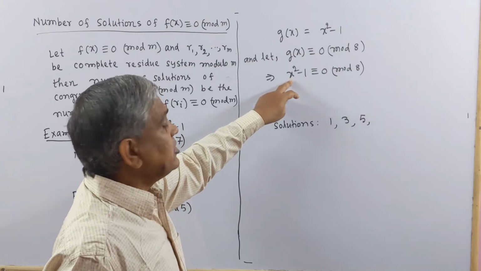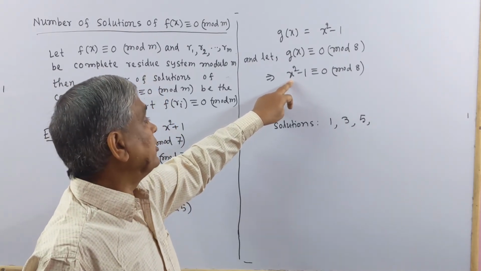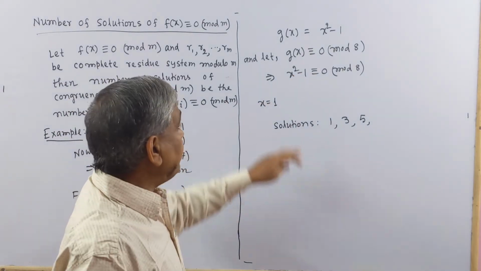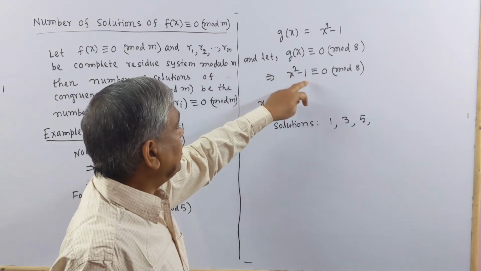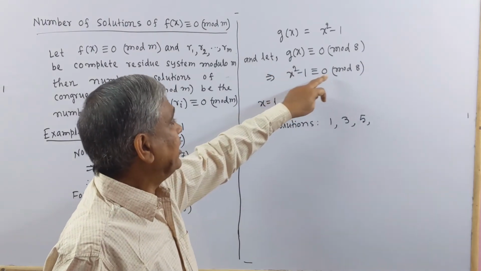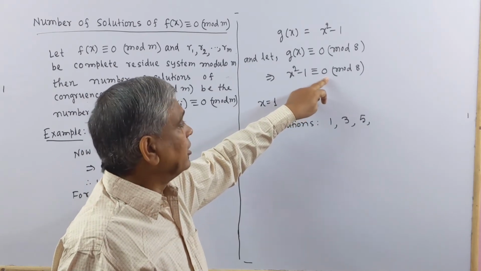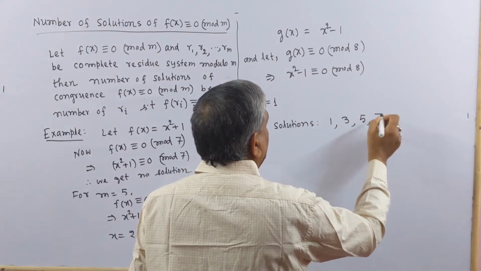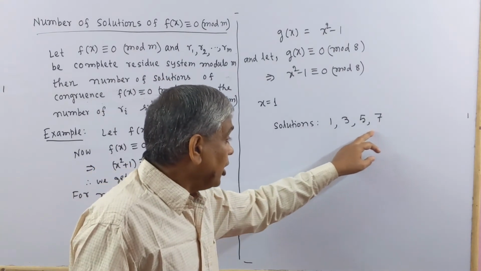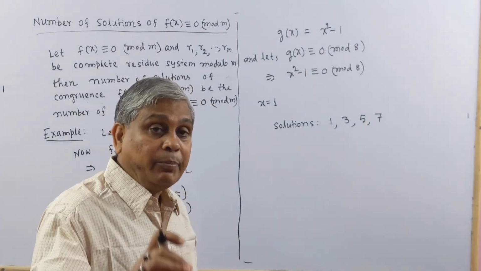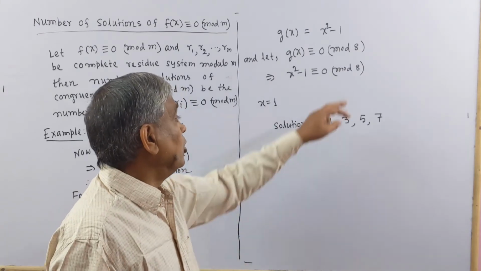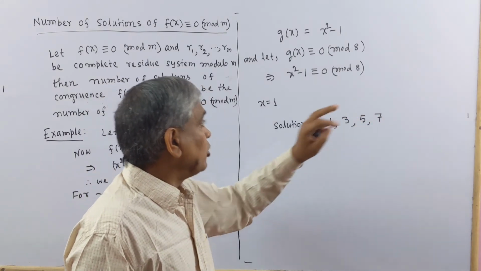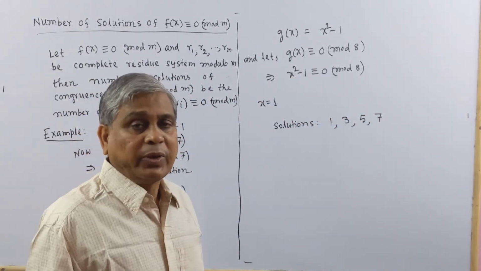It is clear that 6 is not a solution of this congruence. Now we examine for x equal to 7. 7 square means 49 minus 1, 48 minus 0, 48 is divisible by 8. That means 7 is another solution. These all are members of complete residue system modulo 8. Therefore, we get 4 number of solutions of this congruence.